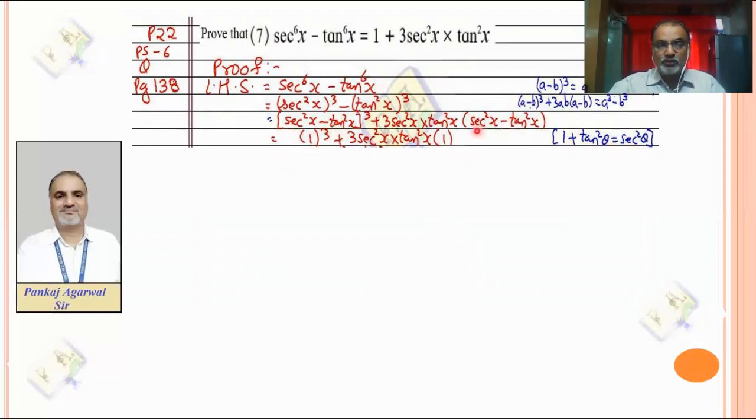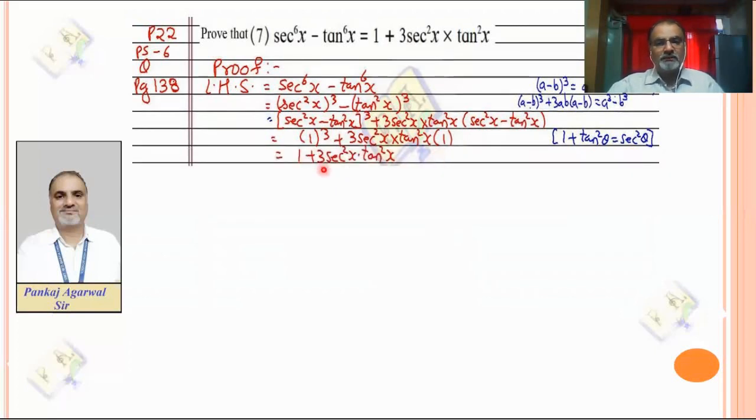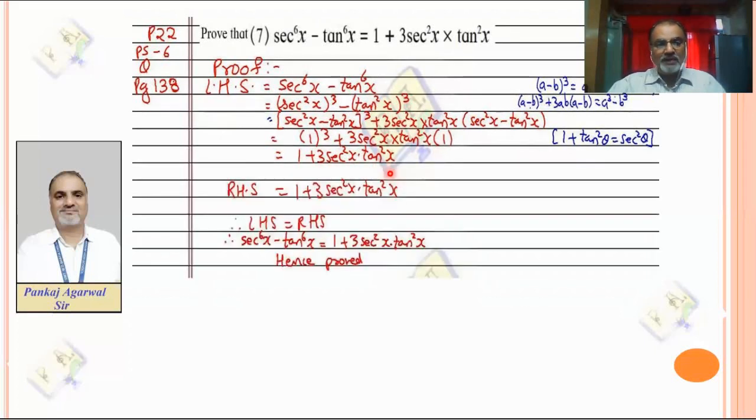We can write it at 2 different places. On opening the bracket, we get 1 plus 3 sec square x into tan square x, which is equal to RHS. Therefore, LHS equals RHS. Therefore, sec raised to 6 x minus tan raised to 6 x equals 1 plus 3 sec square x into tan square x. Hence proved. So friends, we have used the a cube minus b cube modified formula in this answer. You have to remember this method, especially for this answer.